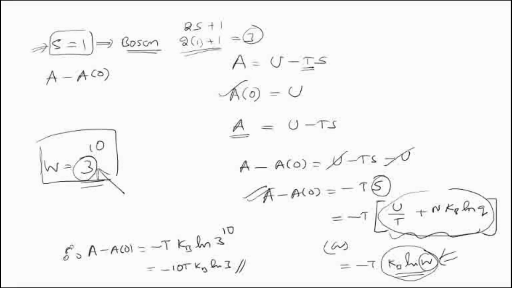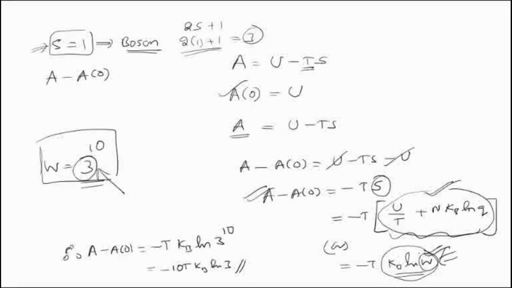Why am I using Kb ln W? Because spin is given, right? You know very well for boson the spin can be s equal to 0, s equal to 1, s equal to 2, s equal to 3. Any spin is possible. Okay, if spin information is not given, then to calculate entropy you have to use only this formula, no other way. But spin information is given, s is equal to 1. Therefore you have to use this formula to calculate the entropy, right?